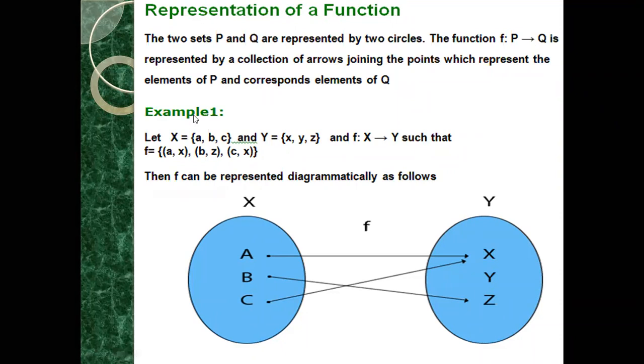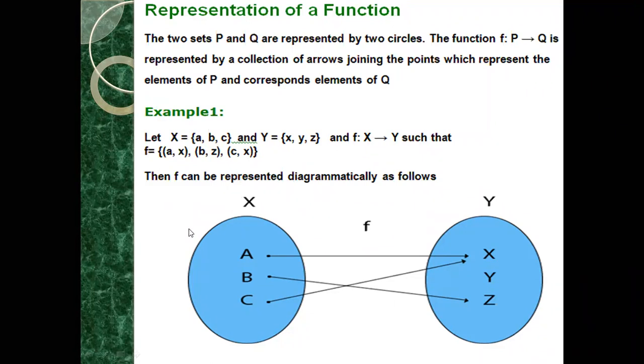Okay, so let us consider an example. Let X is equal to {a, b, c} and Y is equal to {x, y, z}. So here X and Y are two given sets and the mapping between X and Y. So here f maps X to Y such that f is equal to {(a, x), (b, z), (c, x)}. Then f can be represented diagrammatically as follows.